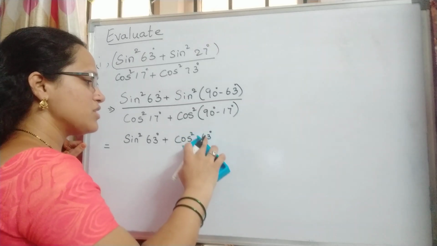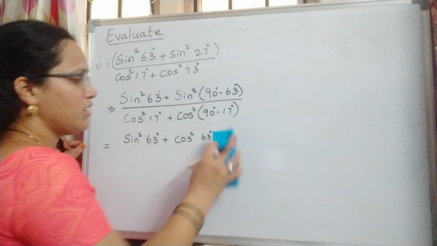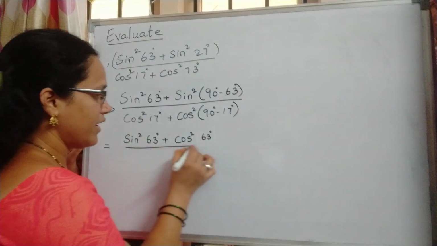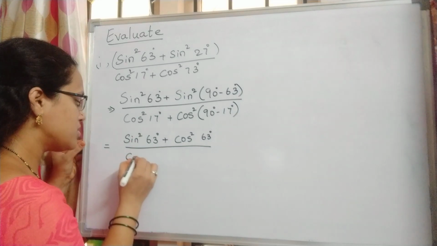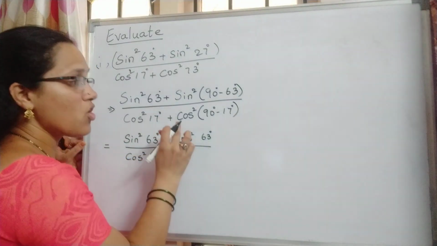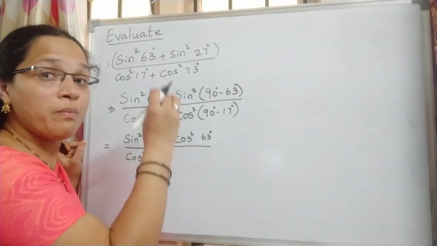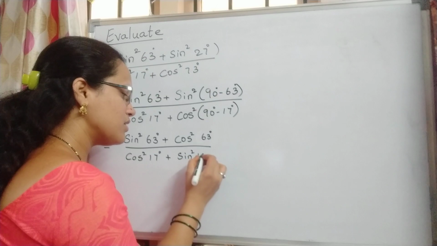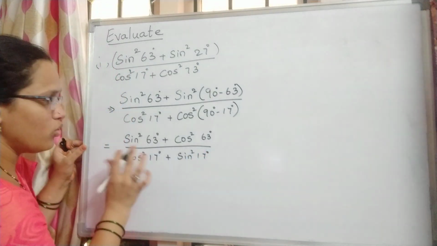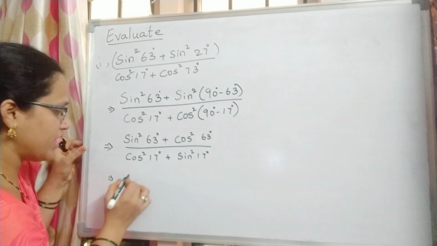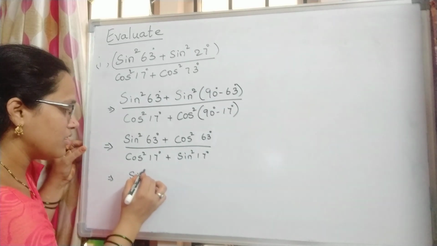There is no compulsion that you have to put it in the bracket. You can write cos square 63 degrees by cos square 17 degrees plus cos square of 90 minus 17, that is sine square 17 degrees. Now look here everyone, I just want to change the places.